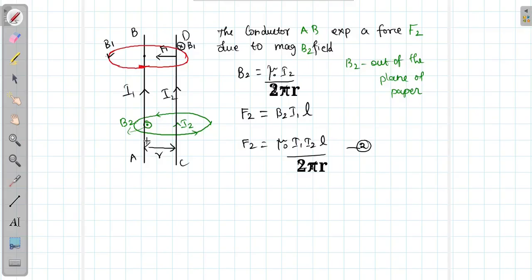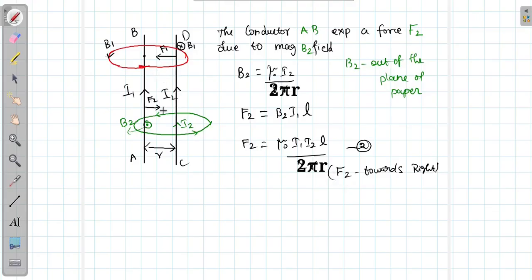Therefore, turn the four fingers of your right hand towards you, the thumb in the direction of the current, and the palm represents the force. Therefore, the force F2 is in this direction, towards right.